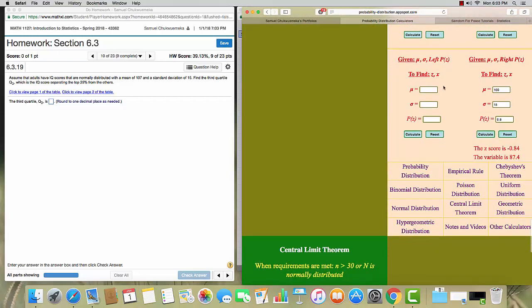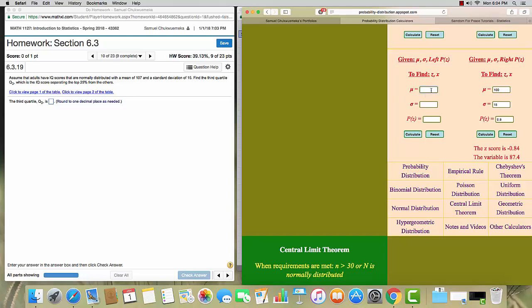With mine, I'm going to show you both ways, okay? The third quartile is the 75th percentile, which means it is the score that separates the lower 75% from the upper 25%. If you divide it into 100 parts, the third quartile separates the lower 75% from the upper 25%. And if you divide it into 4 parts, which of course is the quartiles, then the third quartile separates the lower 3 from the upper 1.